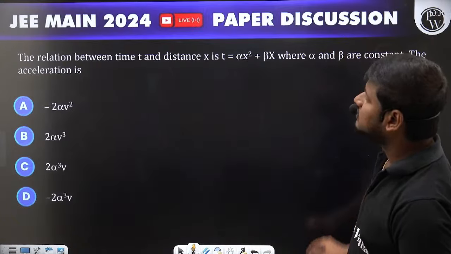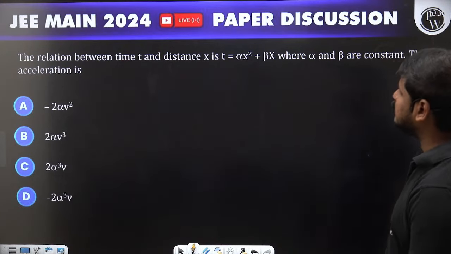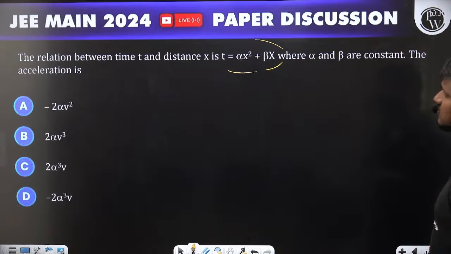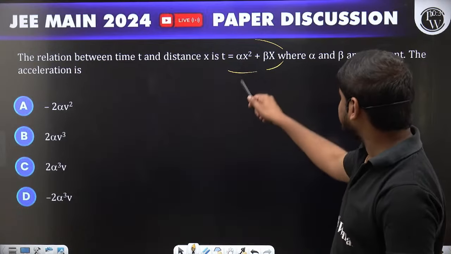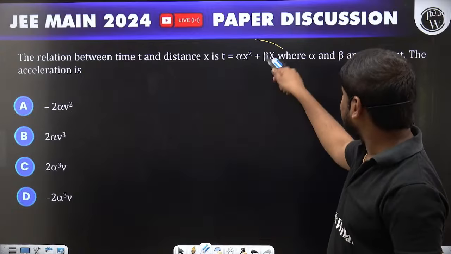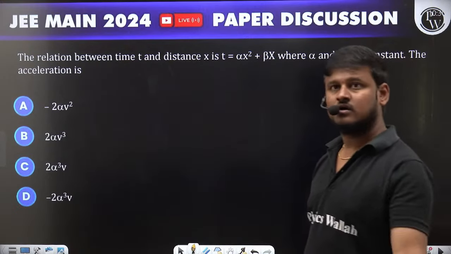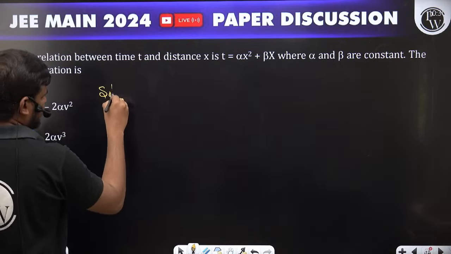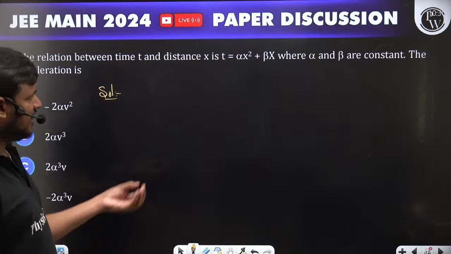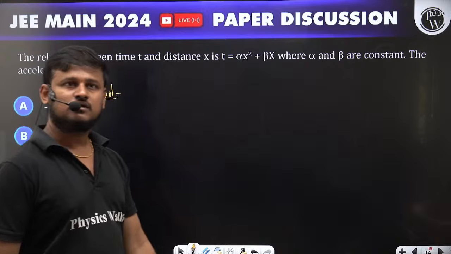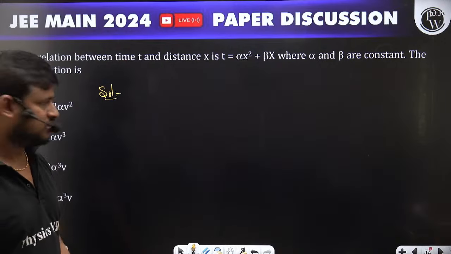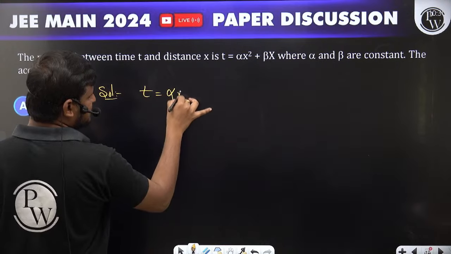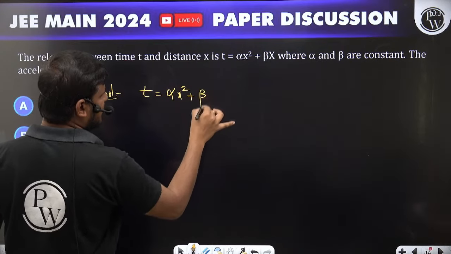So the relation between time t and distance x is given by this equation, and alpha and beta are constants. Find the acceleration. It is a kinematics question, a bit tough, I can consider. Those students who are perfect with the basics of kinematics and who did many questions related to kinematics can only solve this question. So here I can say t is equal to alpha x square plus beta x.